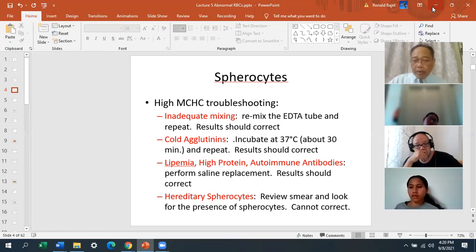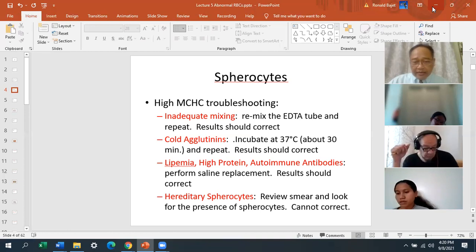So what happened was I went over to chemistry and asked, well, what was the protein content? Normal protein is like 7. I think the protein was about 8 or 9. That's a high serum protein level. Okay. And then spherocytes.